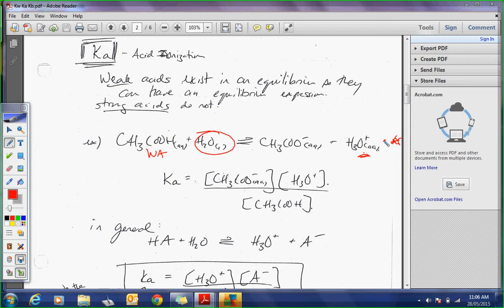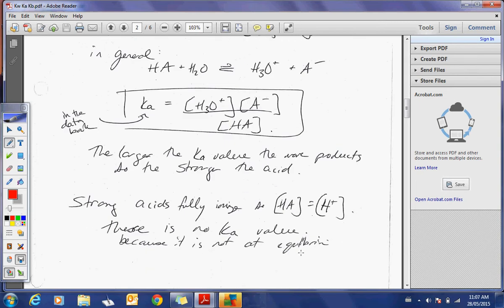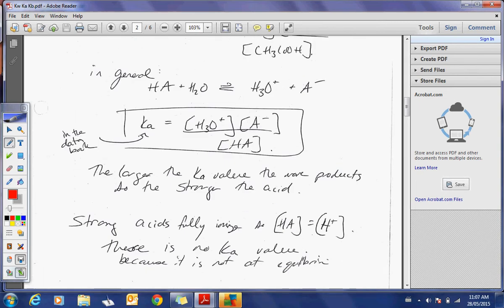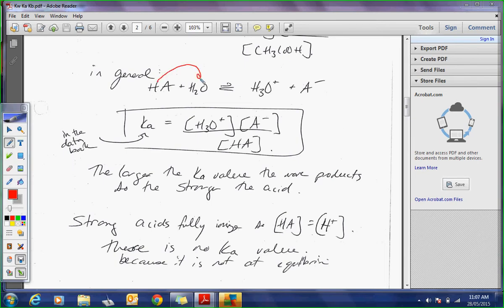Okay? And there's the expression for this one in particular. And then here's the general, which they like you to know and like to ask you about. So in general, all weak acids would react with water. And that proton is transferred from there to there, so you end up with H3O+ and the A minus. And so in general, that's your products over your reactants. What's the HA mean again? Like HCl, HBr, CH3OH. So they use A for acid.